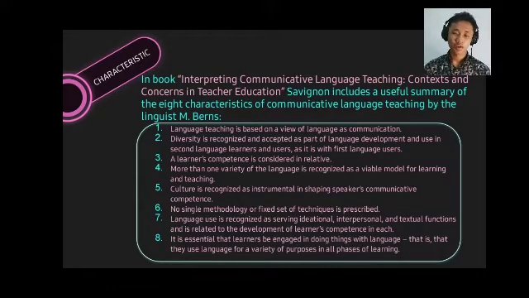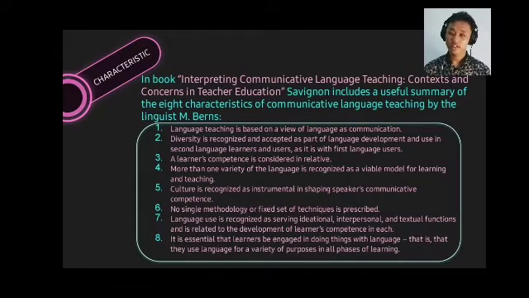In the previous slide, we already talked about the goals of CLT, and now I will present about the characteristics of communicative language teaching. In the book Interpreting Communicative Language Teaching: Contexts and Concerns in Teacher Education, Savignon includes a useful summary of the 8 characteristics of communicative language teaching by the linguist Burns. First, language teaching is based on a view of language as communication.